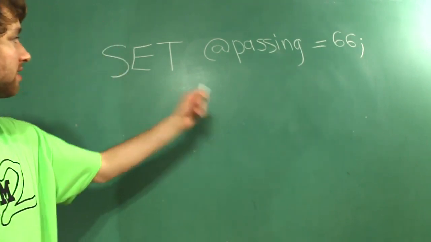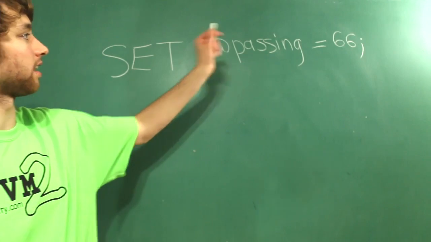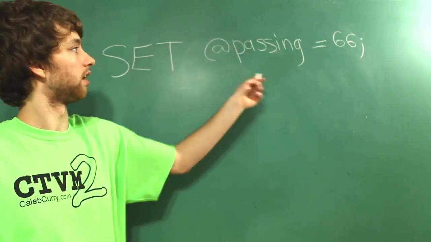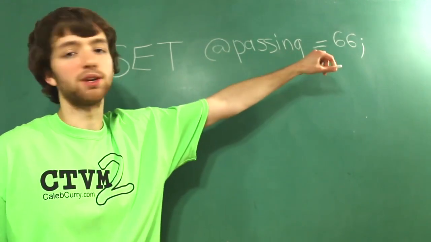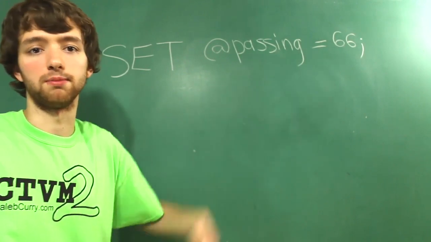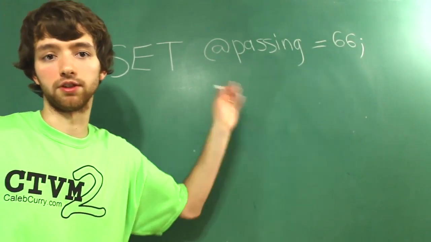But for now, memorize the syntax. Set, @ sign, variable name, no space there, equals value. A semicolon is optional if you only have one statement, but you probably have more if you're declaring a variable.